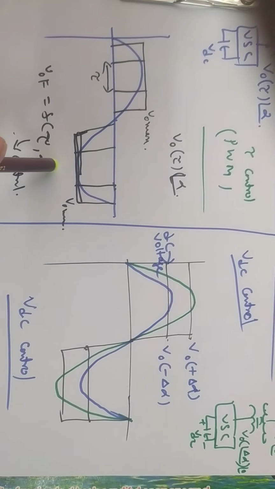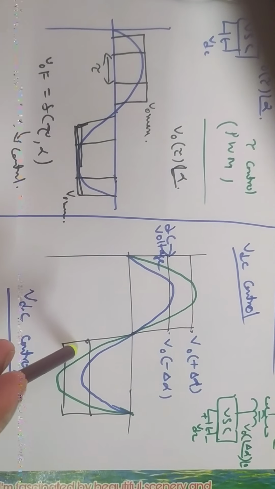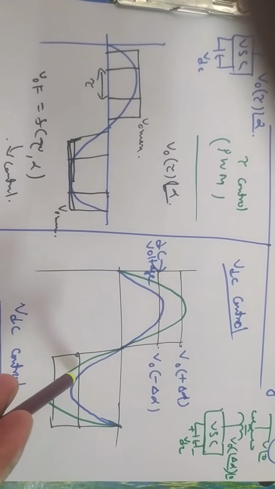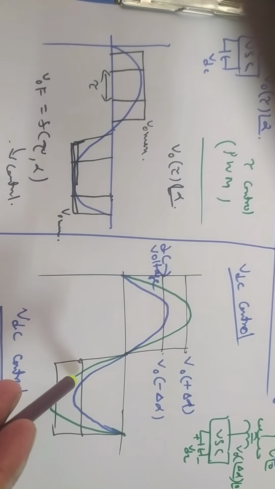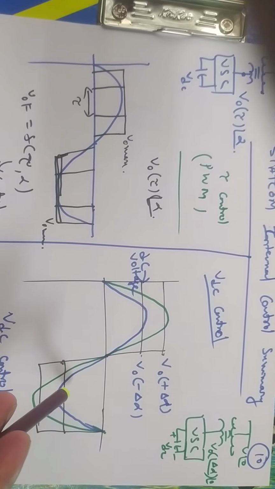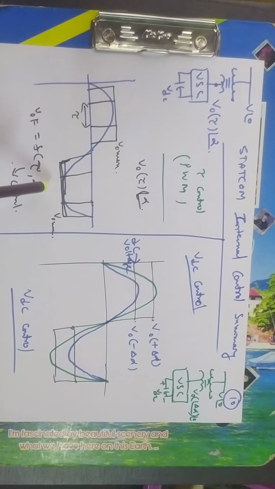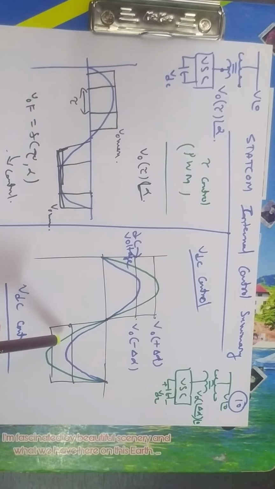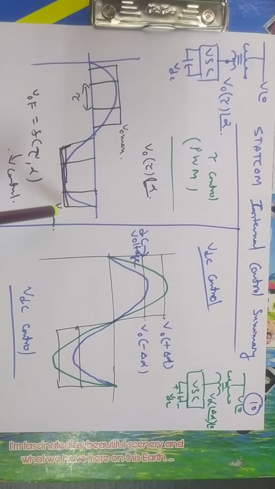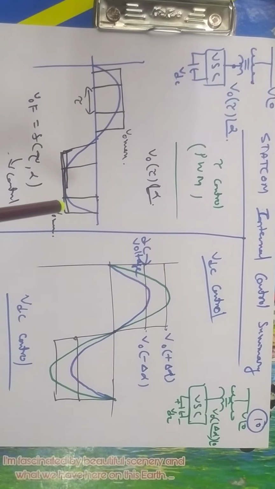one is direct output voltage control, that is PWM control. The second one is VDC control, in which we will control the DC output voltage of the capacitor in order to change the AC output voltage of the converter. These two are the internal control methods of your STATCOM. The external control we will discuss in the next chapters.